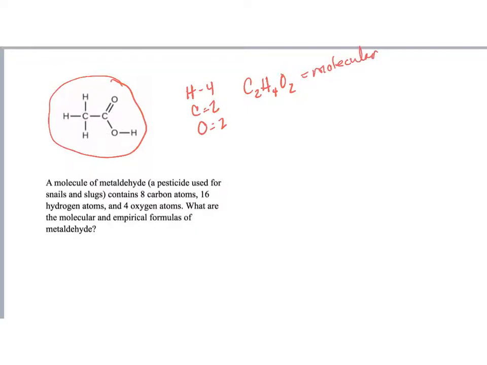Right? So what you do to find the empirical formula is find, okay, what is the lowest amount of each of those atoms that we can keep in that formula that would maintain the same ratio. So right now, our ratio is 2 to 4 to 2. And we have a common denominator here of 2, right? So if we just divide that out, we can see that our empirical formula would be CH2O. Okay, so this is our empirical.